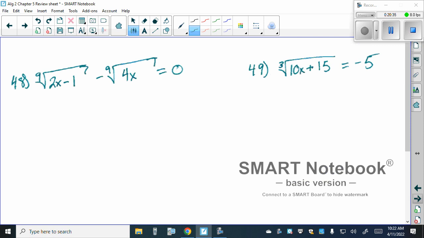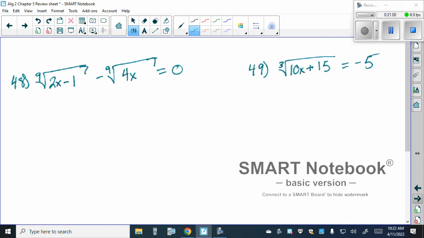Yes. So when we talked about these, our first main step was to get the radical by itself. Then we added a subclause: if there's more than one radical, even them out. We want to try to even them out. So what can we do to even this one out? Add the 9th root of 4x to both sides, yes?